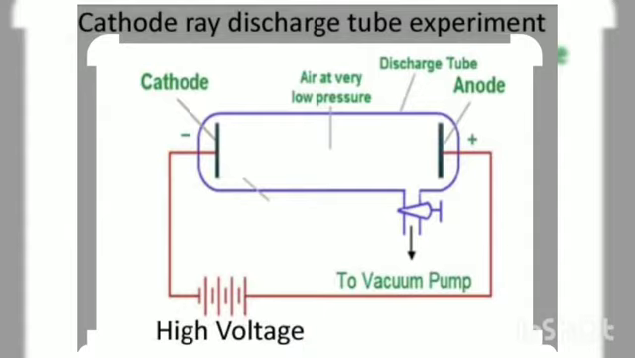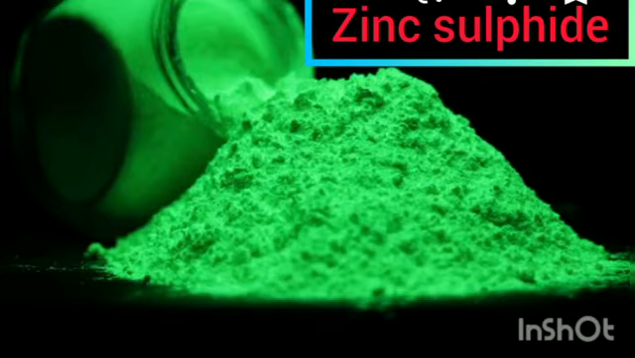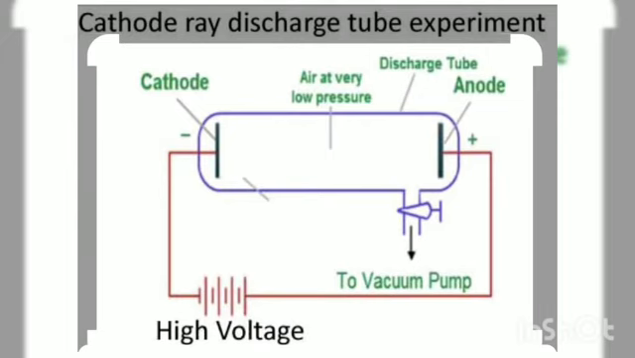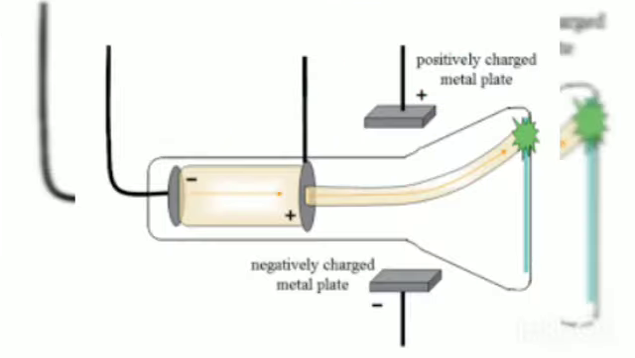मतलब anode को क्या कर दिया गया? Perforated and coating the tube behind the anode with phosphorescent material, zinc sulfide. Phosphorescent material means कि जब उस पे कोई rays पड़े तो it will glow. When these rays after passing through anode strike the zinc sulfide coating, a bright spot is developed on the coating. तो this was the cathode ray discharge tube experiment.